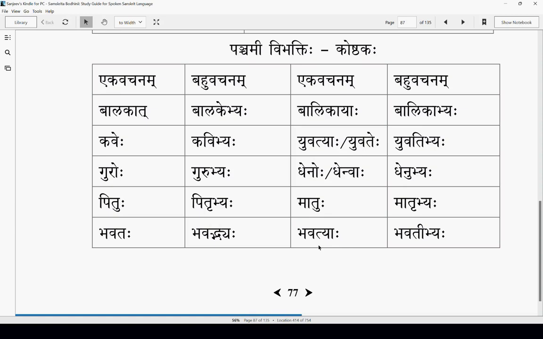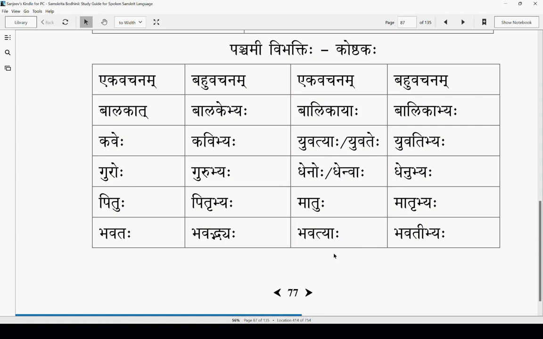Bhavatyaha nama kim? What is your name? That is Shashti. Panchami is also the same form. All these, Kavehe, Guruho, Pituhu, Bhavataha, Balikayaha, Yuvatyaha, Dhenoho, Matuhu, Bhavatyaha, in the Ekavachana and Bahuvachana forms are the same in Panchami and Shashti, except Balaka, Akaranta Pullinga Shabda. Panchami and Shashti will be different there. Otherwise it is the same everywhere, so it's easy to remember.